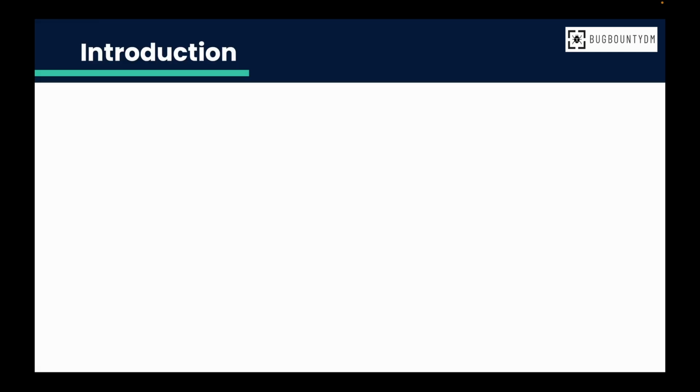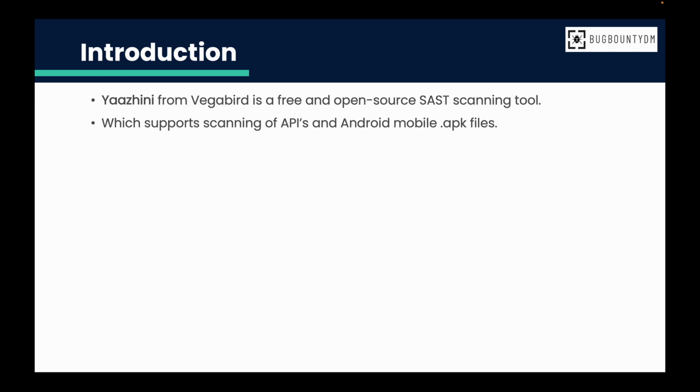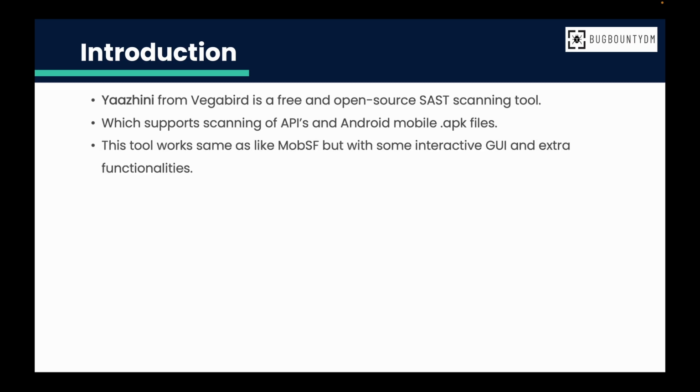Yaazhini is built by Vegabird. They built this tool for this purpose only. It's a free and open source SAST scanning tool. It supports scanning of both APIs and Android mobile APK files. This tool works the same as MobSF, which is a very famous tool for performing SAST scans of APKs and IPAs, but with an interactive GUI.